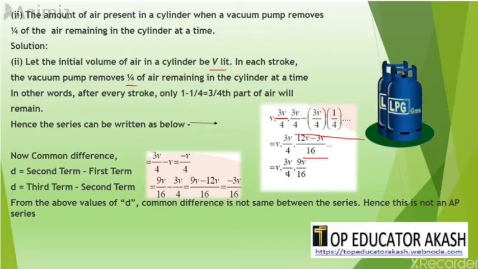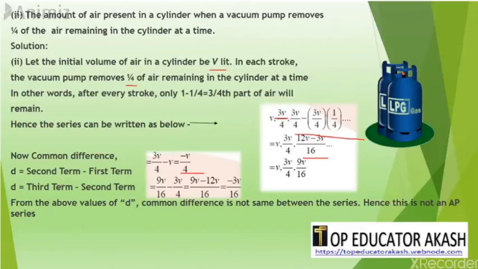Now you can observe V, 3V by 4 and 9V by 16, and so on, it continues. Now you can observe whether there is a common difference or not. D, that is common difference, will be equal to second term minus first term. Now 3V by 4 minus V, if we subtract, then we will get minus V by 4.